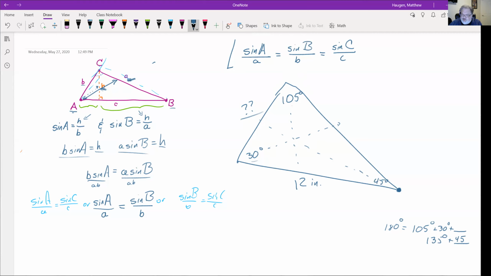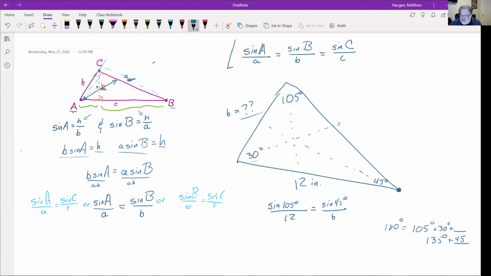So what do we know? We know that the sine of the 105 degrees in ratio to the 12, that ratio has to be equal to the ratio between the sine of 45 degrees and that unknown side. I'm going to go ahead and keep calling it question mark. Nah, I don't want to call it question mark. I'm going to call it B. And this we could certainly solve for B.